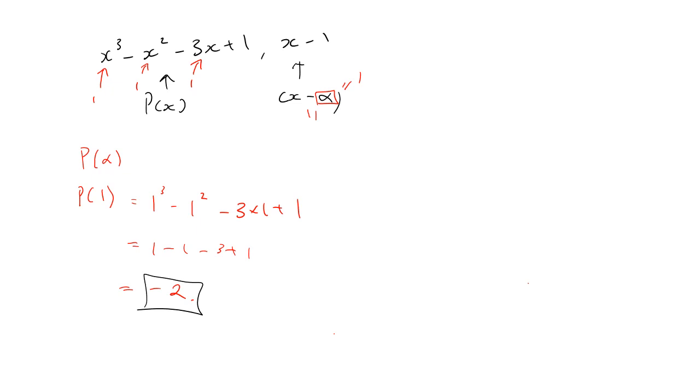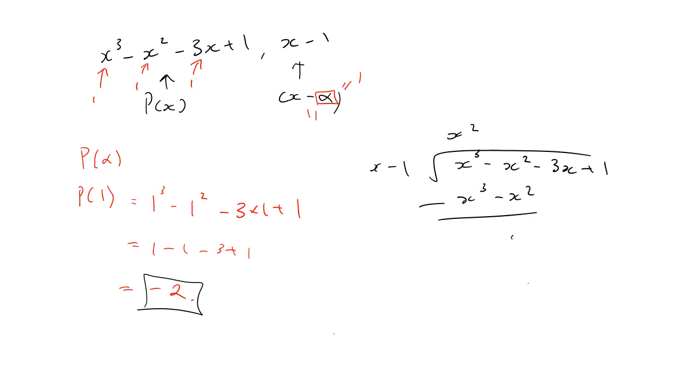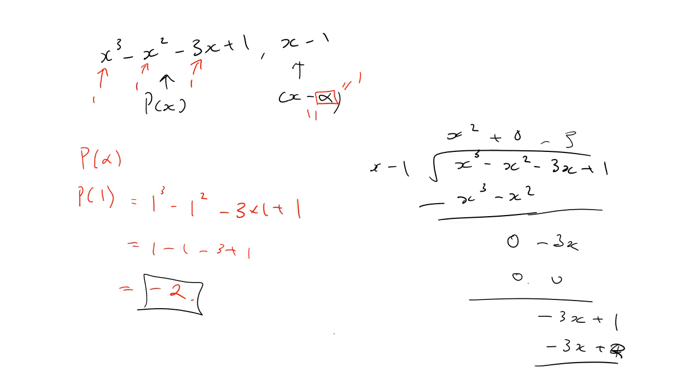Or you can just do it the longer way by doing long division. x cubed minus x squared minus 3x plus 1, divided by x minus 1. I'll do it quickly. This will be 0, and that will be plus 0, because x fits into 0 times. This is confusing. Then 0, 0, minus 3x plus 1. That will be negative 3. And in fact, we find that the remainder is equal to negative 2.